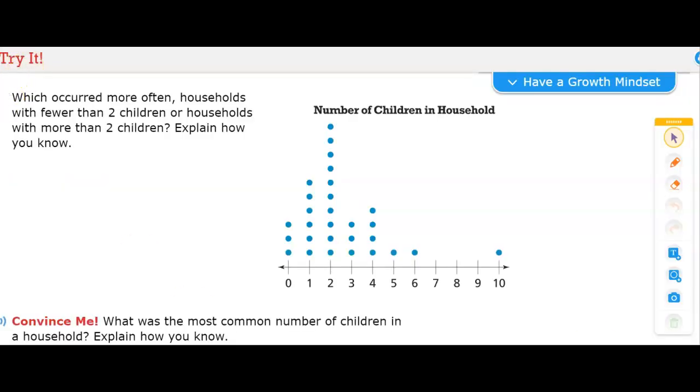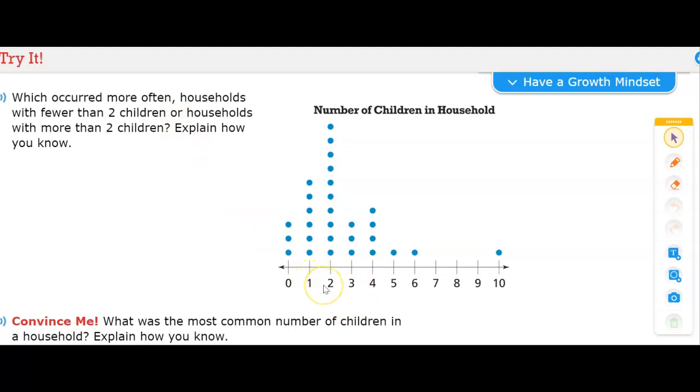Which occurred more often, households with fewer than 2 children or households with more than 2 children? Explain how you know. The question asks about households with fewer than 2 children or more than 2 children occurring the most. So let's look at 2.